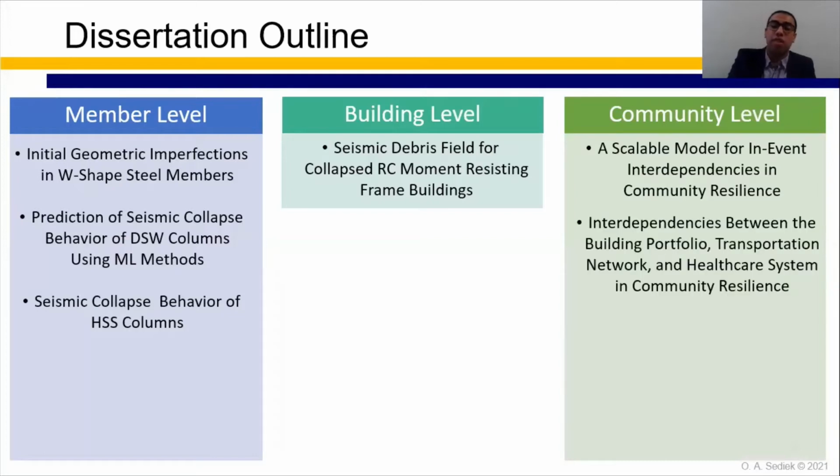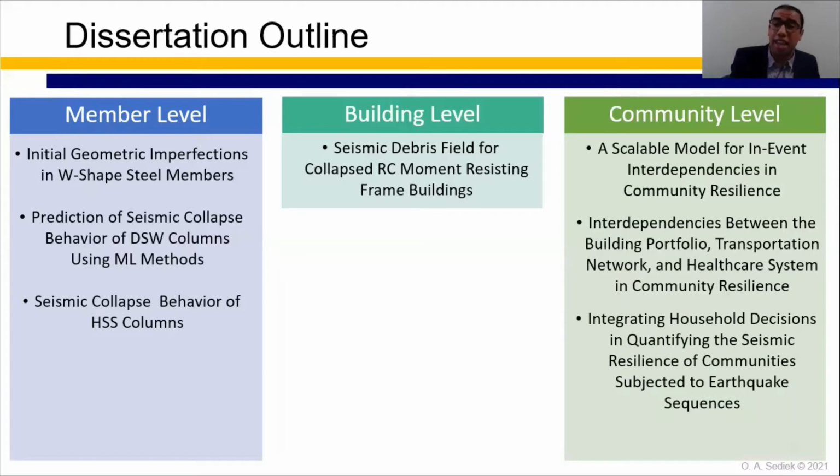Then we employed the developed model to study the interdependencies between the building portfolio, transportation network, and healthcare system in community resilience. Then we used again the scalable model to integrate another social aspect, which is household decisions, in quantifying the seismic resilience of communities subjected to earthquake sequences, meaning that the community is not subjected to one earthquake, but it is subjected to one earthquake with its aftershocks.